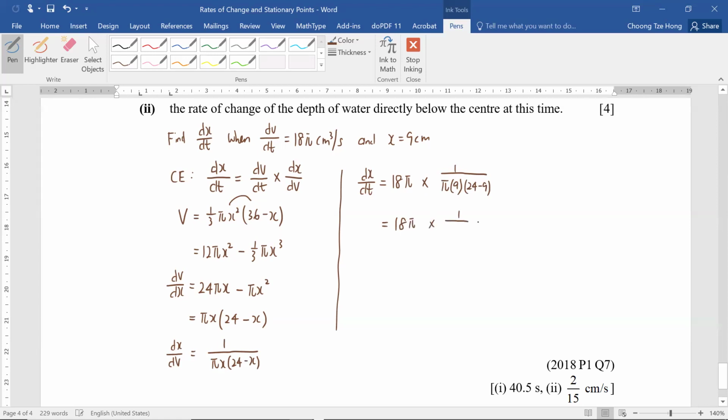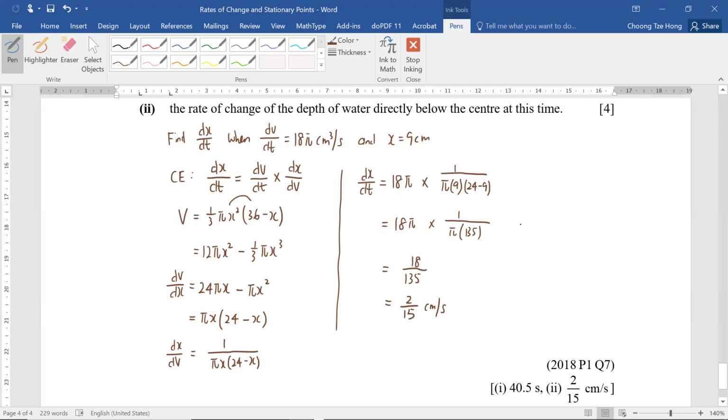times 1 over pi times 9 times (24 minus 9), which is 15, right? So 15 times 9, you will get 135. The pi will cancel off. So in other words, we will get 18 over 135, which you will simplify to 2 over 15, right? So this one is dx over dt, in cm per second.